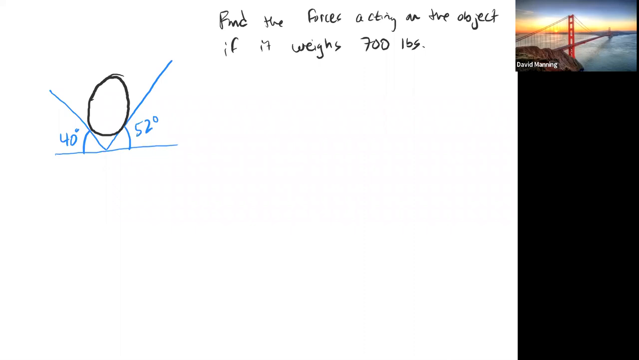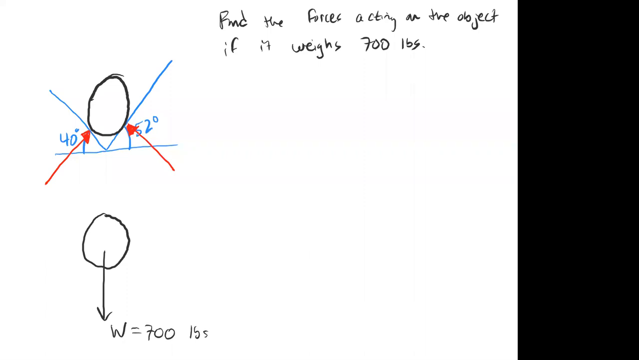Now, let's draw a free body diagram. We have our object. This object has a weight. That's 700 pounds. Now the 2 forces are acting here and here. So, what are the names of those forces? What types of forces are they from our previous lecture talk? Normal forces. Normal forces, good. We have 2 normal forces.